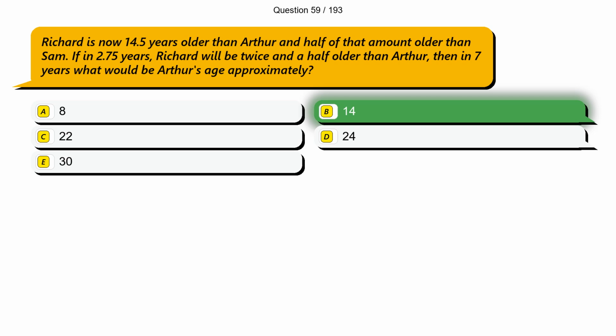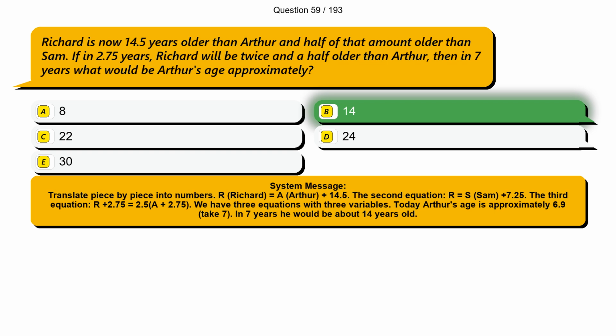The correct answer is option B, 14. Translate piece by piece into numbers. R, Richard, equals A, Arthur, plus 14.5. The second equation, R equals S, Sam, plus 7.25. The third equation, R plus 2.75 equals 2.5 times (A plus 2.75). We have 3 equations with 3 variables. Today Arthur's age is approximately 6.9, take 7. In 7 years he would be about 14 years old.